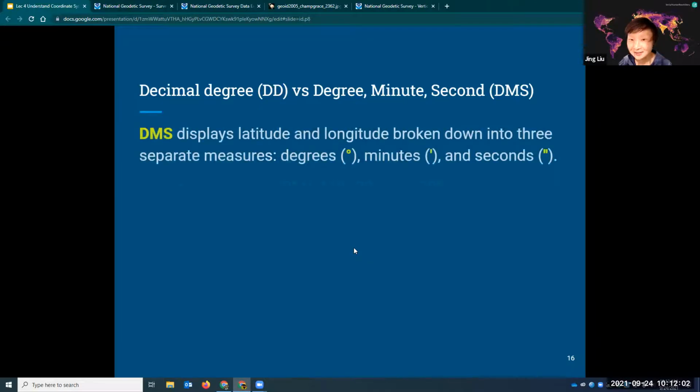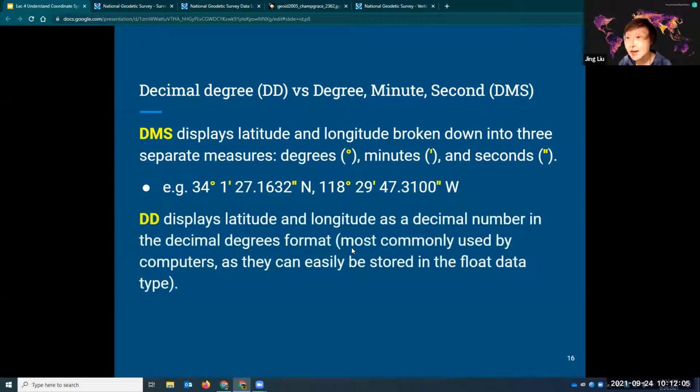And here, in terms of longitude and latitude, you have two ways to present it. DMS stands for degree, minute, and second. We use those signs to represent degree, that's a circle, minute is 1 prime, and second is 2 primes. And how to convert it? Well, 1 degree equals 60 minutes, just like our clock. And 1 minute equals 60 seconds. So here is a smaller unit, and you go bigger and bigger.